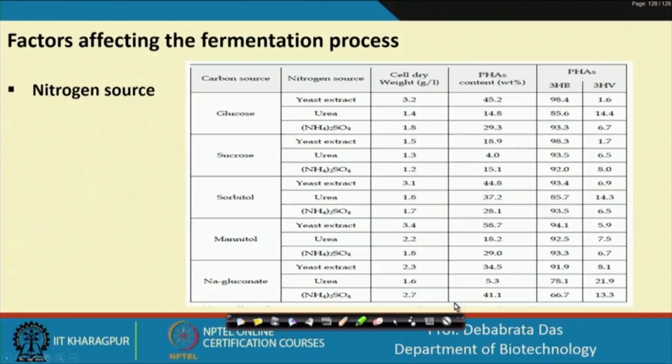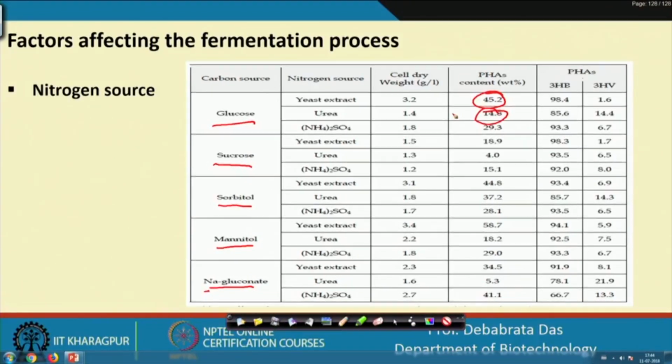Now this shows the effect of nitrogen source with different carbon sources: glucose, sucrose, sorbitol, mannitol and sodium gluconate. For the nitrogen source we have yeast extract. You see that if yeast extract is used with glucose, the PHA content is about 45.2%, but with urea it is drastically reduced to 14.8%. With ammonium sulfate it is 29.3%.